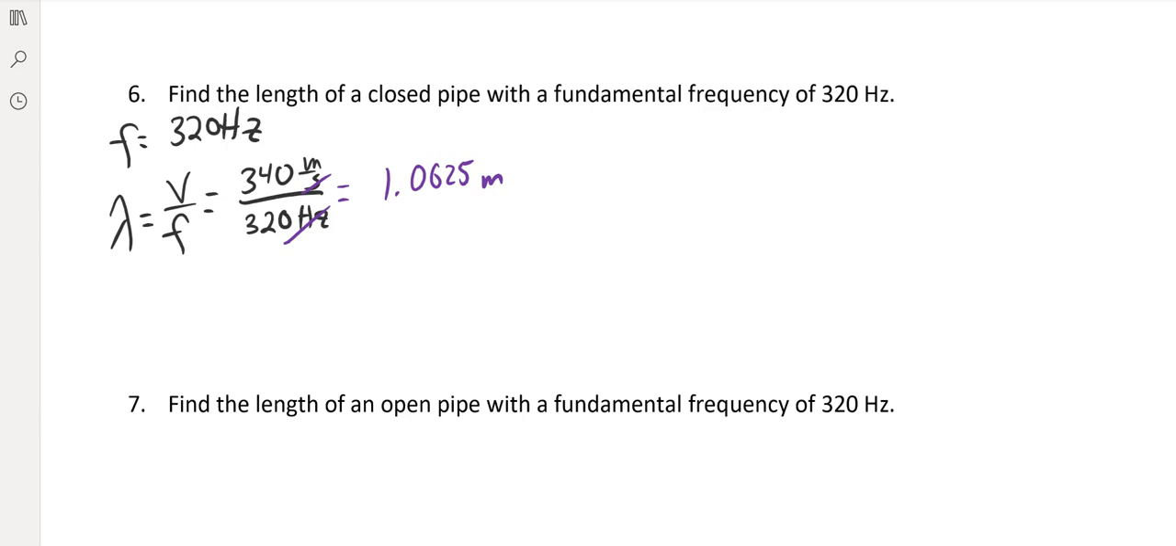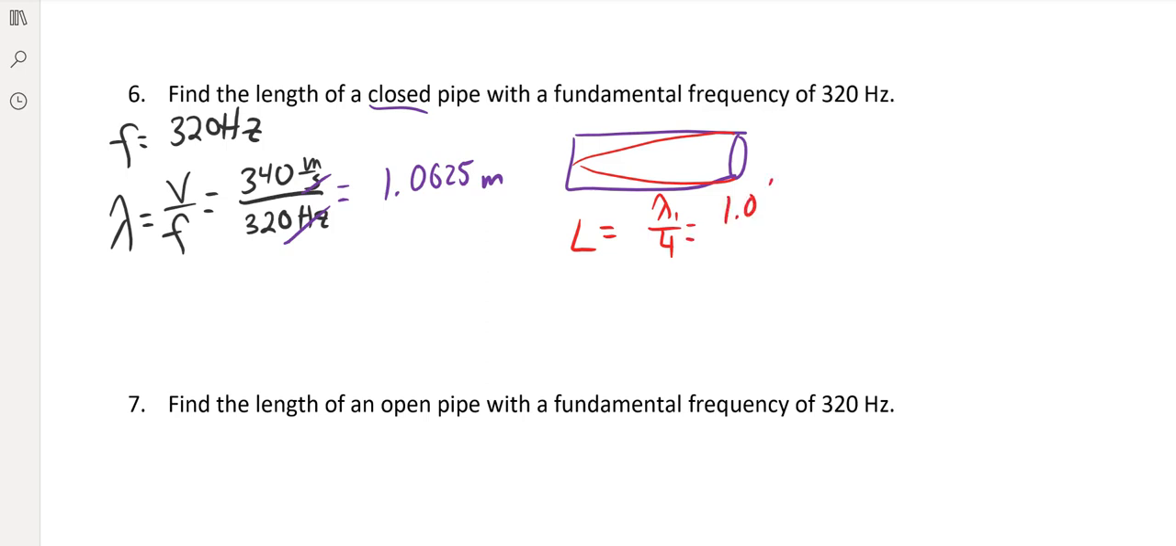So if you're making a musical instrument, how do we do this here? Well, this is a closed pipe. That means it's closed at one end, open at the other, and we're dealing with the fundamental. So with the fundamental, it looks like this. And we know that the length of this pipe is simply a quarter of the wavelength. And we know the wavelength. It's 1.0625 meters. Divide that by 4, and we need to cut a pipe that is 0.266, or almost 27 centimeters.